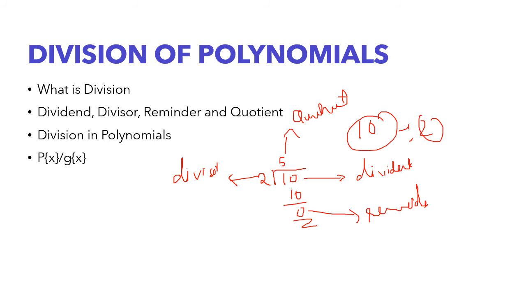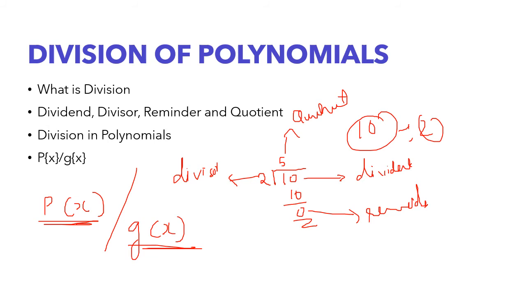Generally, when we try to divide two numbers or two polynomials, we represent it like this: p of x divided by g of x. There is a polynomial known as p of x, and we are dividing it with another polynomial g of x. This is how it looks when we divide a polynomial. Let's see in the next slide how we are going to divide it, and the methods to divide it.